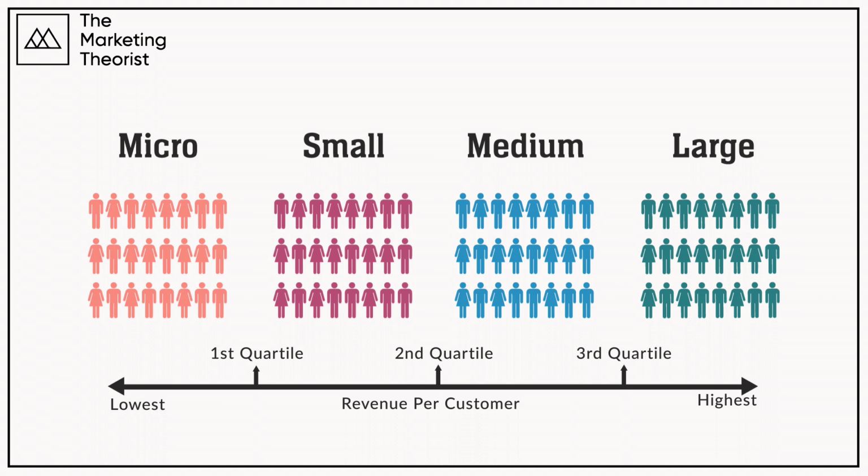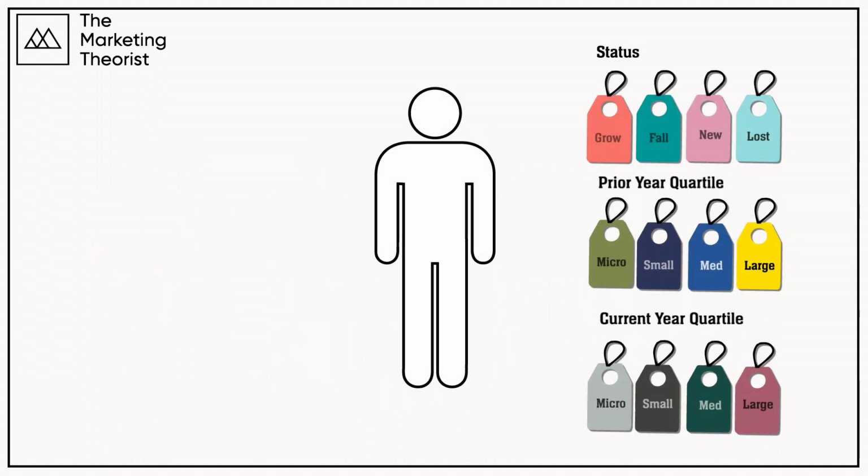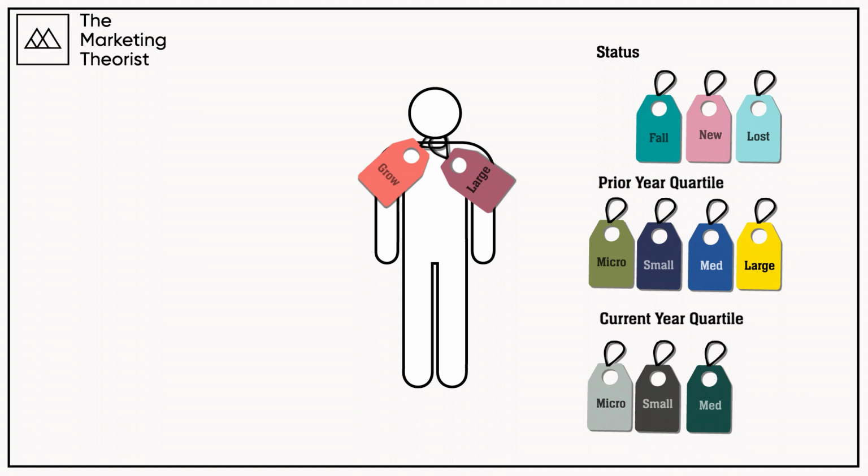So let's just take a minute to review how each customer is tagged. They are either a grower, faller, new, or lost, and whether they are currently a micro, small, medium, or large customer. And we also see what size quartile they were in the previous year. And it's this rich data set that allows us to start looking for insights.